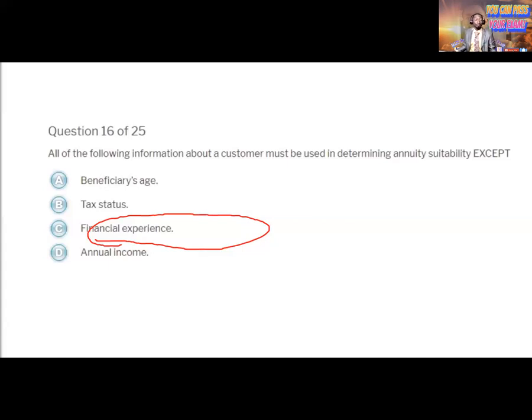Now, let's see what's not important. What they're saying is, which one of the following is not important? That means all of the following are important, but there's one that's not. A, beneficiary age. B, tax status. C, financial experience. And D, annual income. Now this one is asking which one is not.